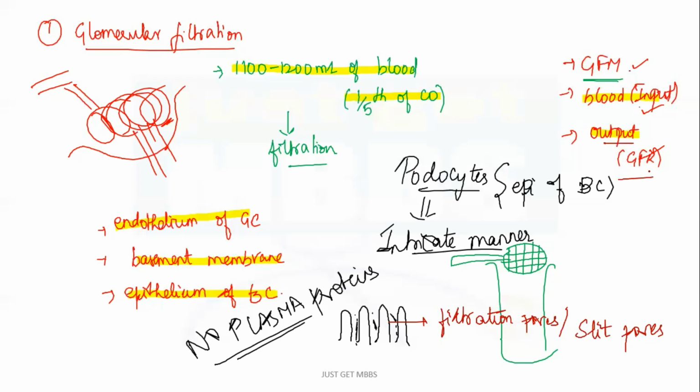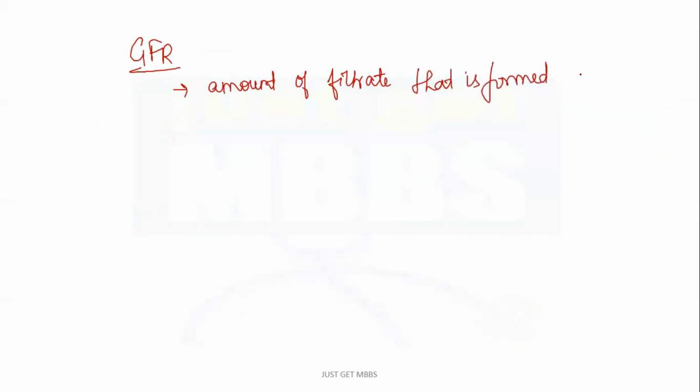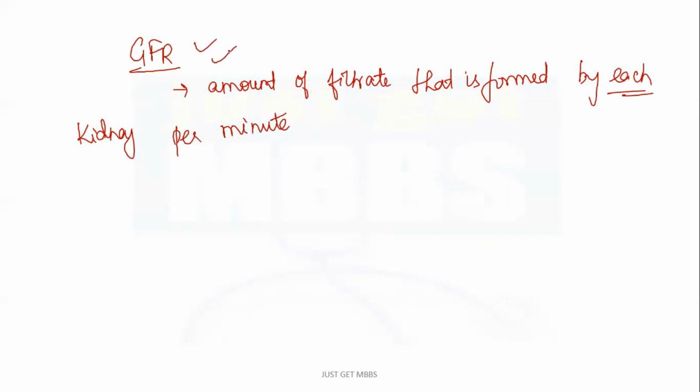Now what is the output? The output we refer to as the glomerular filtration rate, GFR. The definition itself is a very important thing. The blood is passed through the sieve, that is your glomerular filtration membrane, and the filtrate is going to enter into the tubules. So the amount of filtrate formed by each kidney, very important, it's not the total value, it is by each kidney per minute, that is called the glomerular filtration rate. The amount of filtrate formed by each kidney per minute is called GFR.